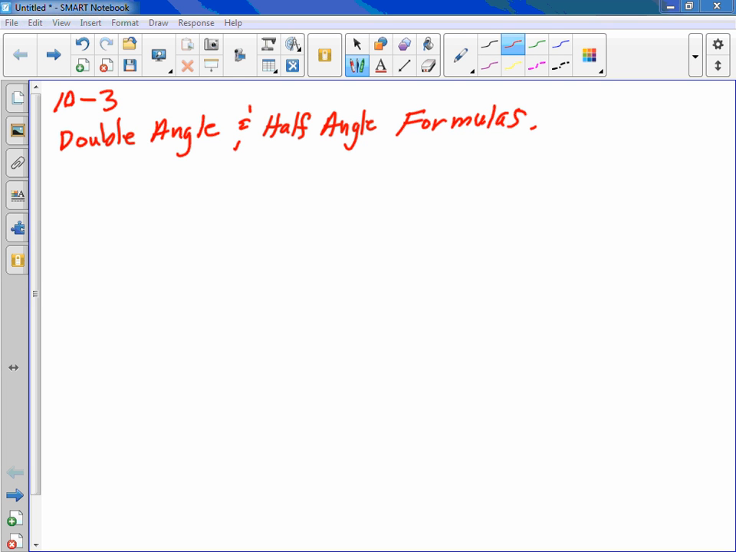Well, hello everyone. Today we're going to work on section 10-3, double angle and half angle formulas. Since this is the third section of the chapter, we've gotten into these. I'm not going to derive this part because the derivation is fairly simple and it's in your book, so I don't need to go over that again unless you have questions. If you have questions, please do ask.